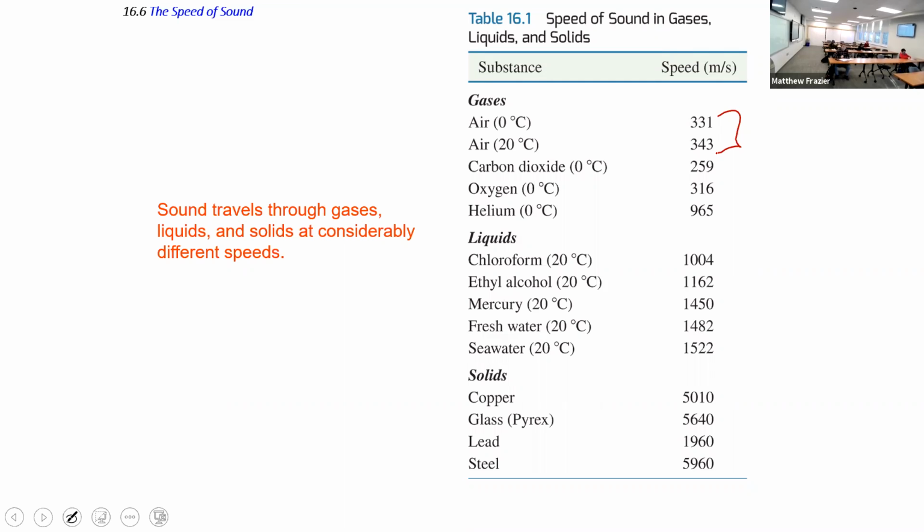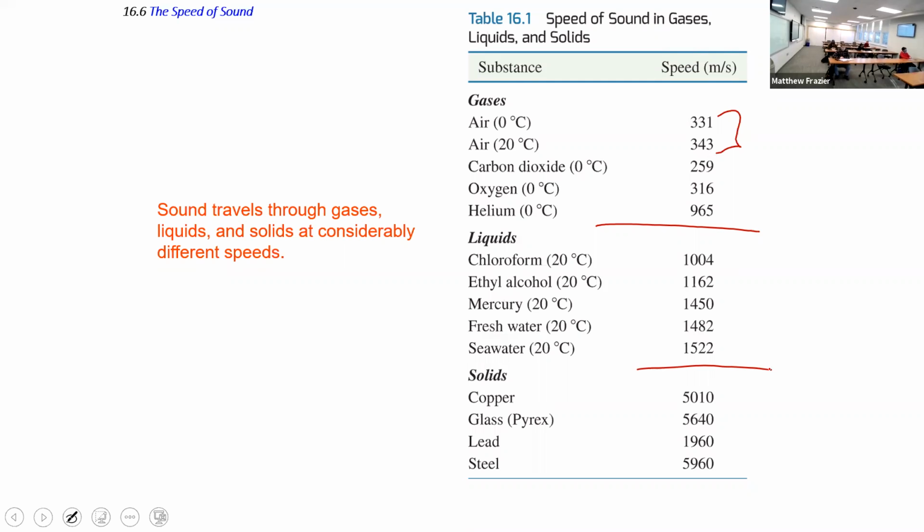I don't know if anyone's seen this on YouTube. There's a couple of videos going around where they fill a beach ball with carbon dioxide and they use it as basically a lens. They focus sound to different places. It's kind of weird. But note that gases are all around 300 to 1,000 meters per second. Then liquids are all above that.